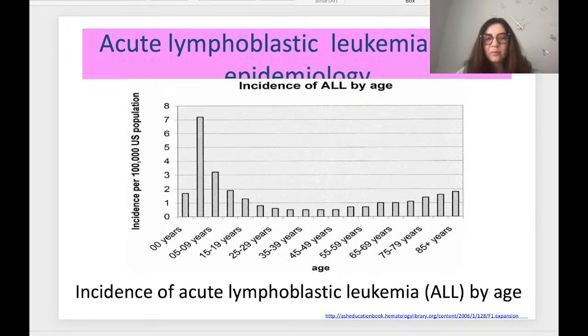Here is a scheme of the incidence of acute lymphoblastic leukemia by age, and you see that if myeloblastic was more typical for aged people, here the peak of incidence of acute lymphoblastic leukemia is in children. Unfortunately, children more often suffer from this type of leukemia. The risk decreases until adult age, and in aged people it increases a little bit one more time, but the age at the most risk is children from 5 to 10 years.